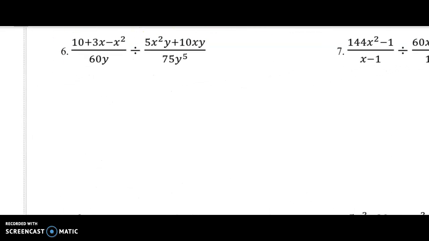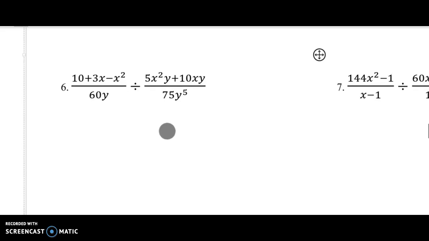So here in number 6, first thing we want to do is write this in standard form. So I'm just going to do that up here. It would be negative x squared plus 3x plus 10. But I'm actually going to rewrite that again to take out that negative out front. So negative x squared minus 3x minus 10. That way that x squared out front is positive. So if I have that, then I can factor x squared minus 3x minus 10.